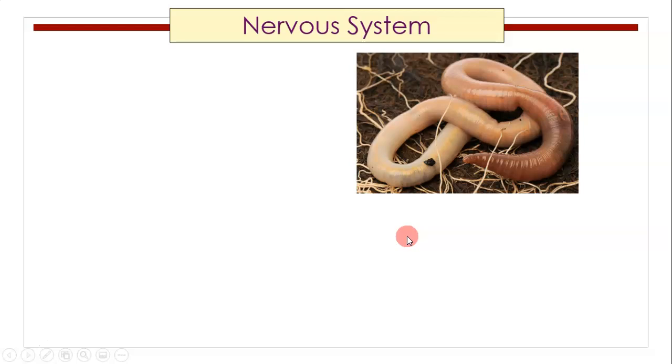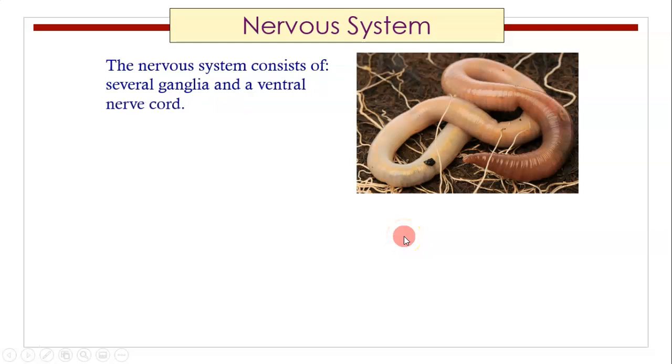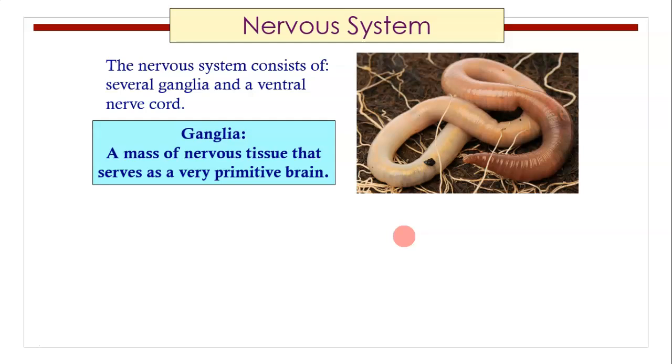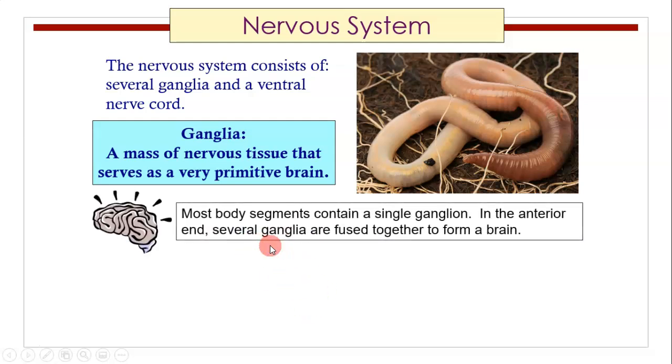Now, their nervous system is a little bit more complex than other animals that we've studied so far, but it's still pretty simple. Their nervous system consists of several ganglia and a ventral nerve cord. And I know you probably don't know what a ganglia is, but when you see that word, just think a mass of nervous tissue that serves as a very primitive brain, at least for the earthworm. Now, most body segments contain a single ganglion, but in the anterior end, several ganglia are fused together to form a brain, that concept of cephalization we've been talking about.